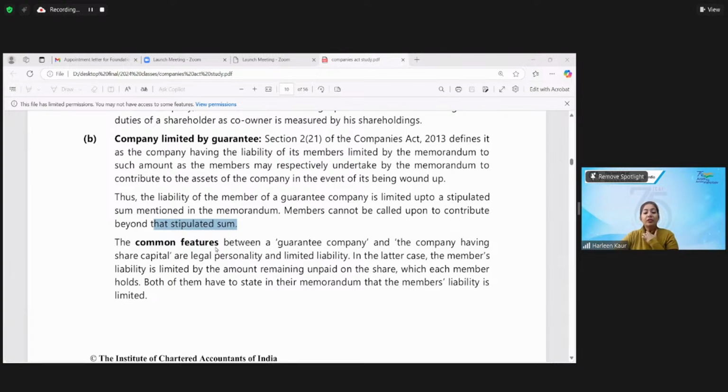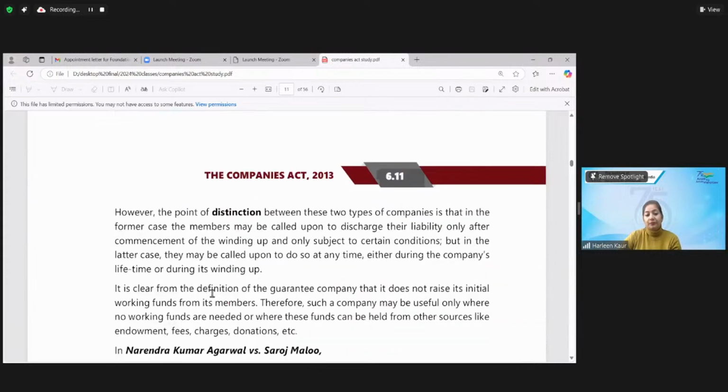What are the common features of both of them? Both of them have legal personality and they have limited liability. Both their liabilities are mentioned in the memorandum of association. So what are the common features? Common features means what are the common points? Both of them have legal personality. Both of them have limited liability and the liability is mentioned in the memorandum of association. What is the difference between these two companies? You tell me. I've already told you the difference.